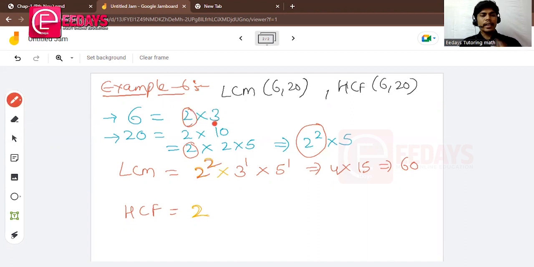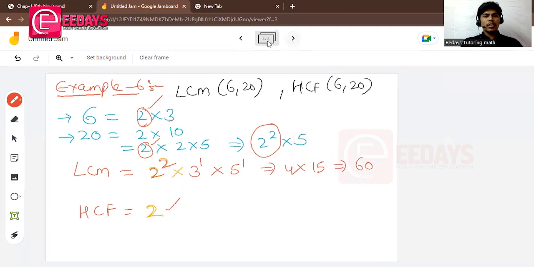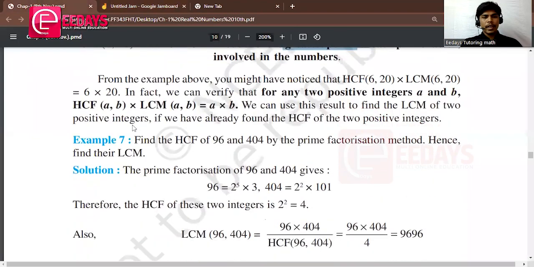For HCF, you can take only the common number. What is the common? Here, 6 is 2 into 3, and 20 is 2 into 2 into 5. What is common from these two? Only 2. That's why you can take only 2. Why? Because 3 is not there in 20. We can't take that. You can take only the smallest power. While taking LCM, you take the highest power. For number 2, the highest power is 2. For 3, the highest power is 1. For 5, the highest power is 1. You can think like this: for LCM, you take the greatest power. Let's solve the next example. I hope everyone understood.